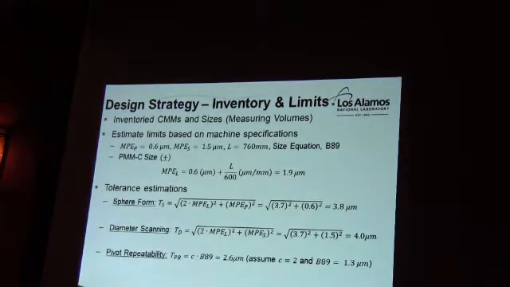Okay, so a little bit about our design strategy. What we did is we inventoried our CMMs and their sizes. When we're calling sizes, we're talking about our measurement volumes. This is the way we estimated these limits based on the machine spec. So this is an example.